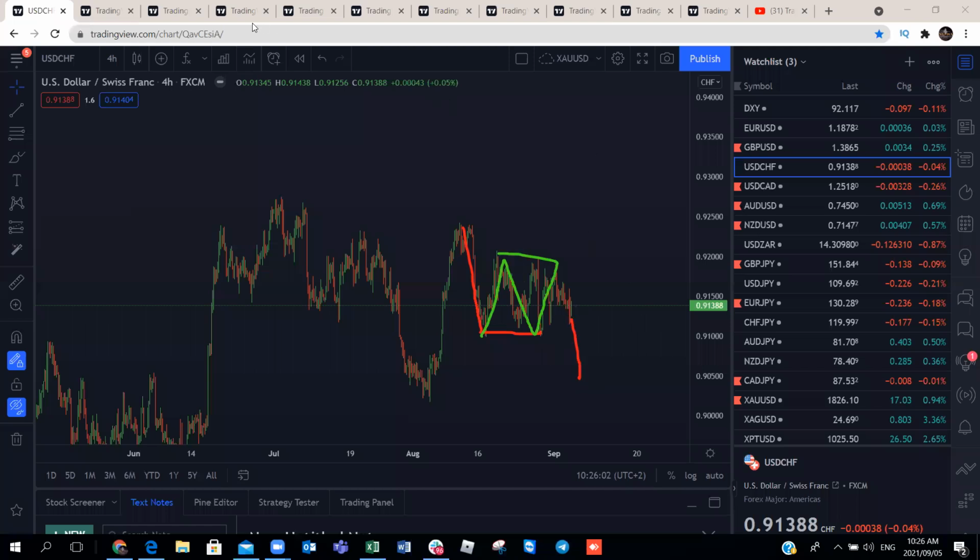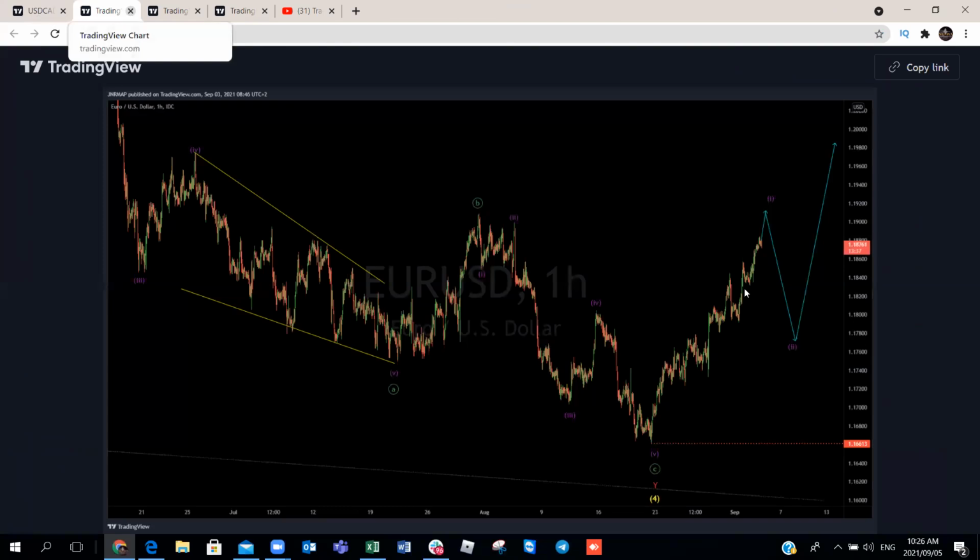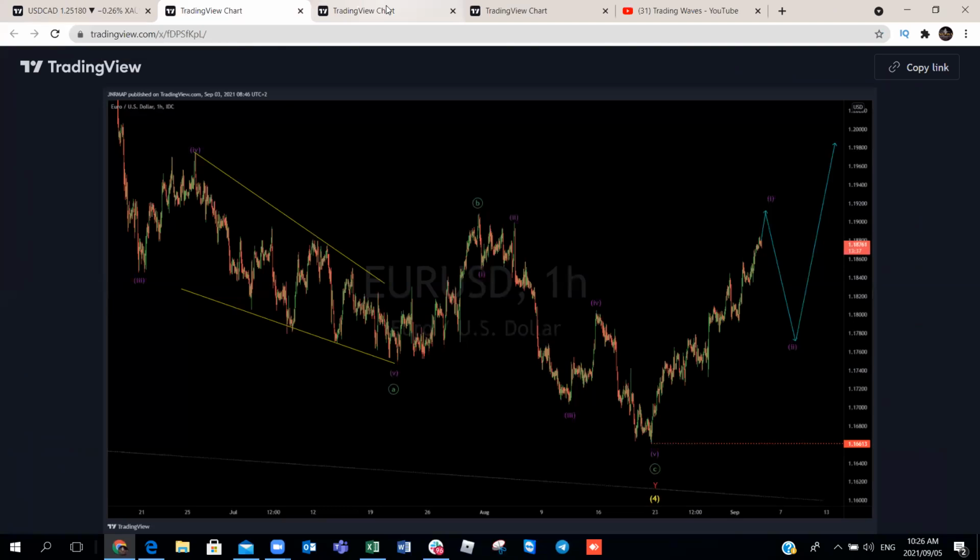US dollar CAD, let's have a look here. Let's just clear this a bit here. So US dollar CAD, this is what we're looking at. We're looking for this to continue to the downside. Let's just go back one here.